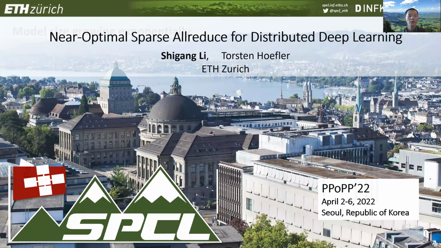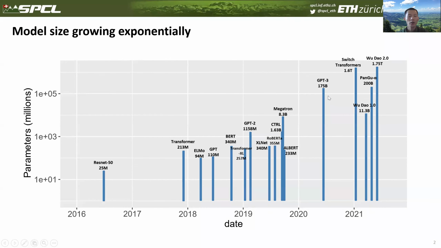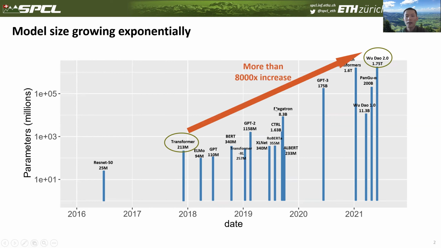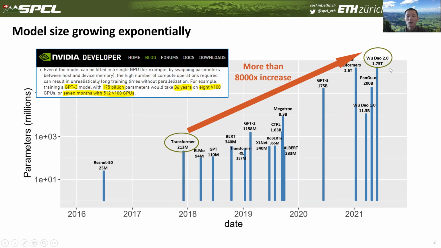First, let's look at the evolving trend of modern neural networks. The model size is growing exponentially. Compared with the vanilla transformer model, the model size of a recently released model, Wudao 2.0, has increased for more than 8,000 times. So training for these monsters is both time-consuming and money-consuming.